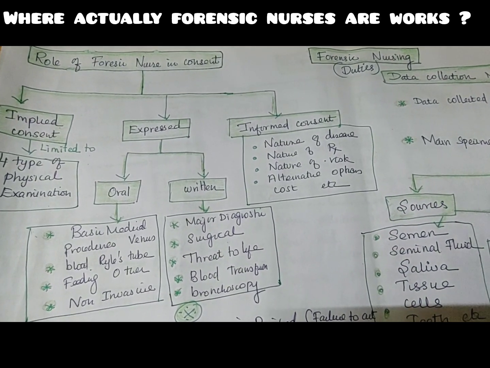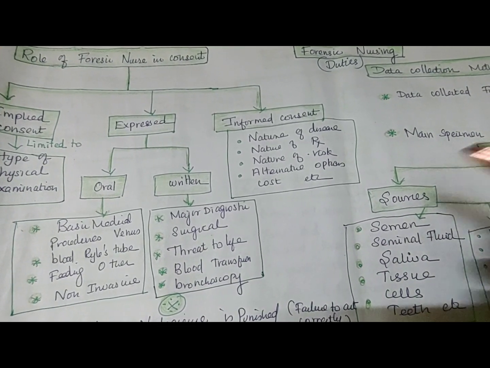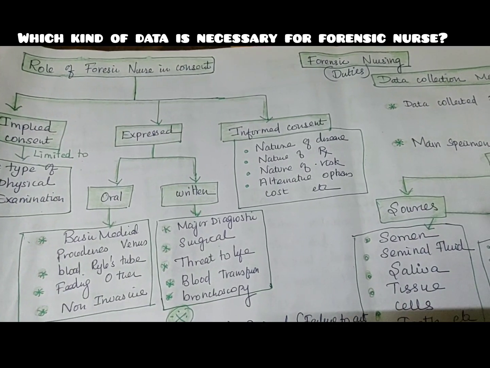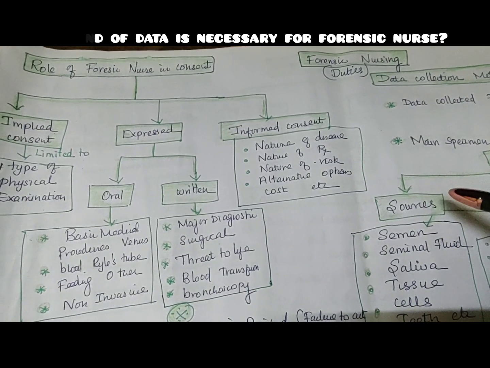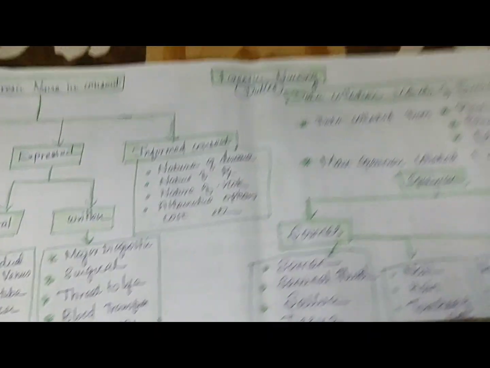So where is the area of interest? What is she going to collect? How does she differ in data collection? So what data does she mainly collect? Data collection and history collection is an important aspect in nursing and the medical field. Let us see first, forensic nursing data collection.